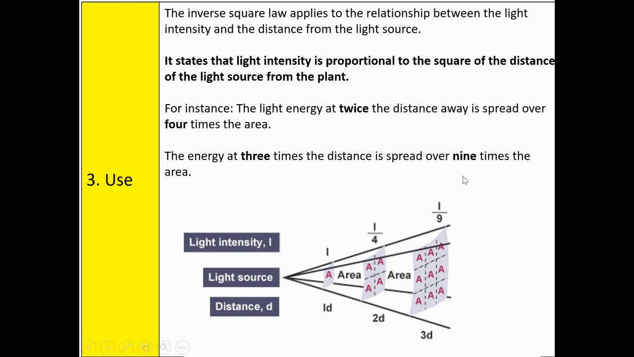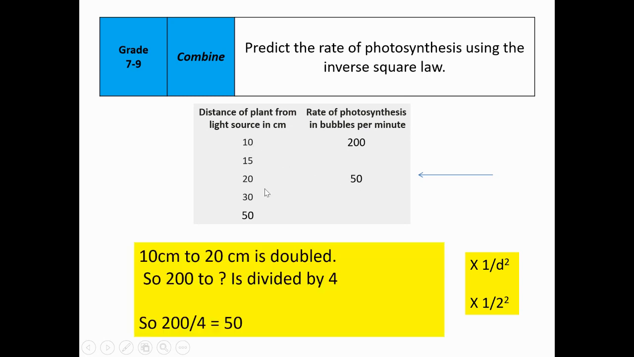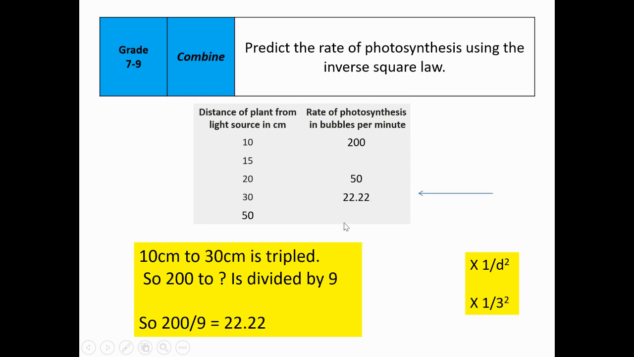And then finally, let's have a look at those maths. Okay, so you need to predict, so this is the objective, being able to predict the rate of photosynthesis using the inverse square law. Well, the first one I decided to do is 20 centimeters. This is double what you started with. 10 centimeters to 20 is doubled, so 200 to mystery number is divided by 4. 200 divided by 4 is 50. Another way you could think of that is that the distance is doubled, so 1 over 2 squared, or 1 over 4, is a quarter. A quarter of 200 is 50.